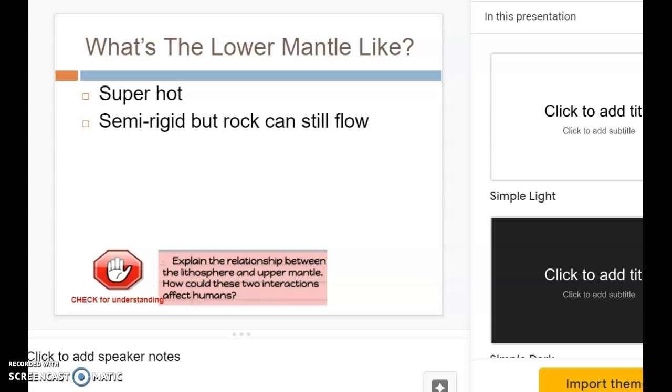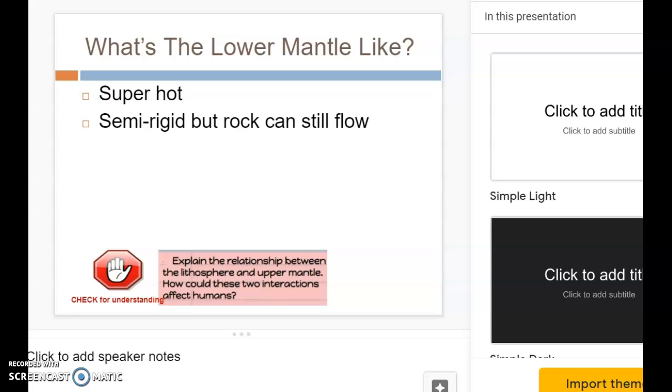So what's the lower mantle like? The lower mantle is even more hot, and it's semi-rigid, but it can still flow. So the upper mantle is semi-fluid, semi-liquid, and the lower mantle is semi-solid, semi-rigid, but it can still flow. It's really hard and rigid, but it can still flow because there's so much pressure. It changes, kind of like oobleck, your non-Newtonian fluid. When you get cornstarch and water and mix it together, it'll become solid until you put just enough pressure on the surface area, and then it becomes liquid. If you've never done that, you definitely want to try that experiment with your parents' permission, of course.